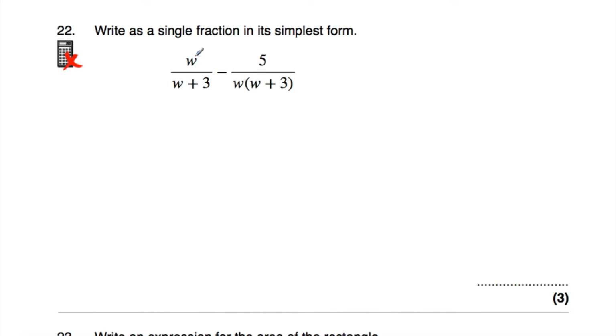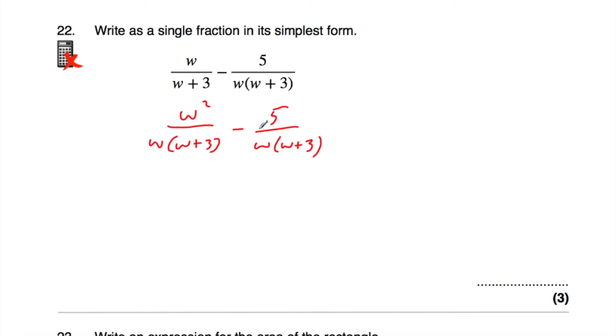So if I multiply both the numerator and the denominator of this fraction by w, we would have on the denominator w times w plus 3. So let's multiply both the numerator and the denominator here by w. If we multiply the numerator by w, we would get w squared. And if we multiply the denominator by w, we would get w brackets w plus 3. Then we've got subtract, and this fraction we're just leaving as it is, so 5 over w brackets w plus 3.